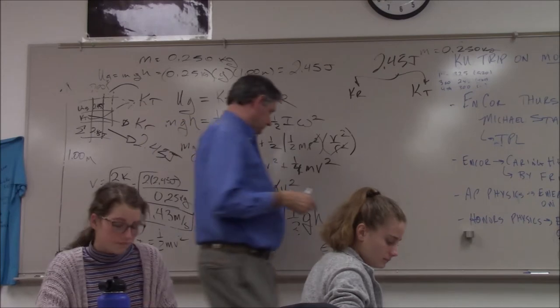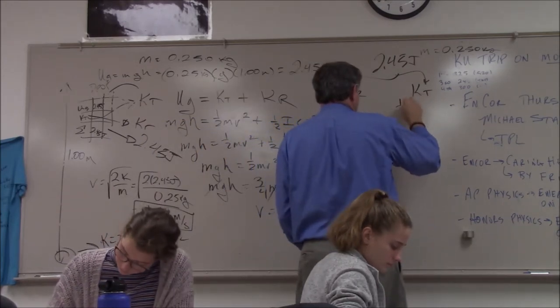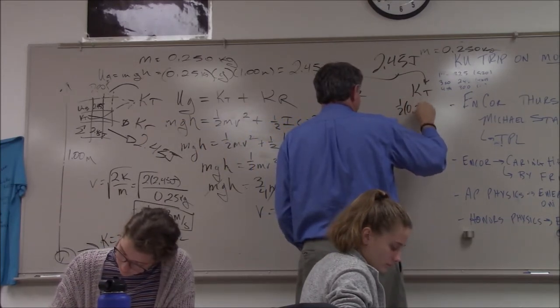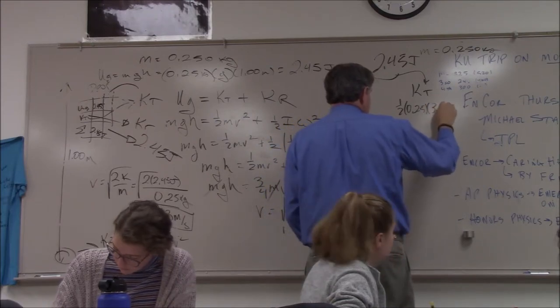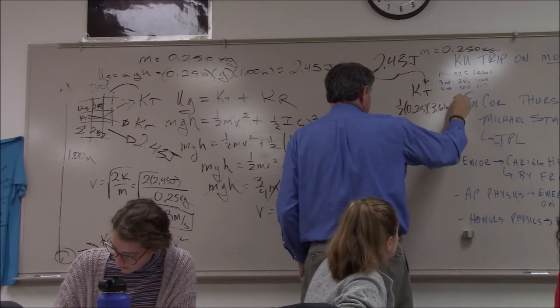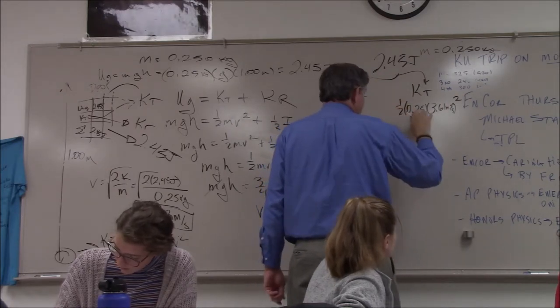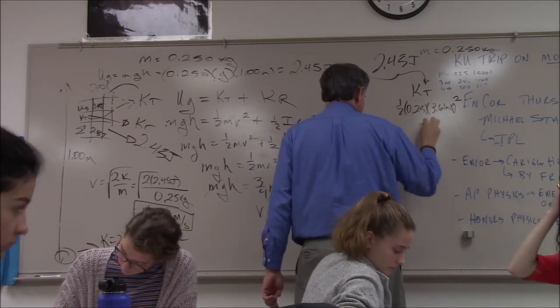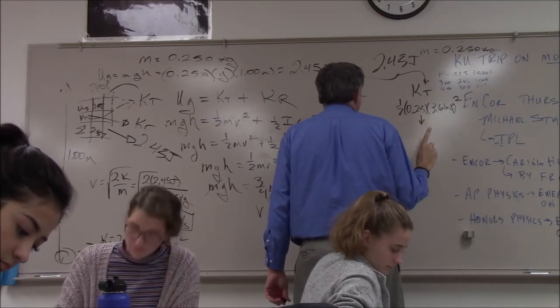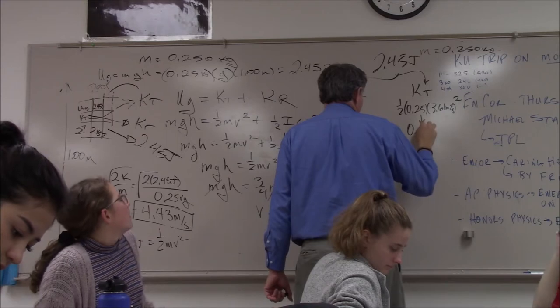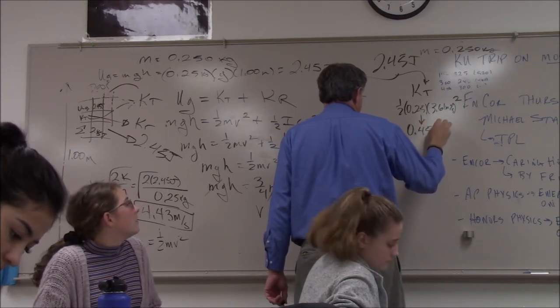KT. So this is going to be 1/2 mass, which is 0.25 kilograms, times 3.61 meters per second squared. So take 1/2 times 0.25 times 3.61 squared. I say someone, that narrows it down to Greg or Mary. 0.451. Yes. Is that true?